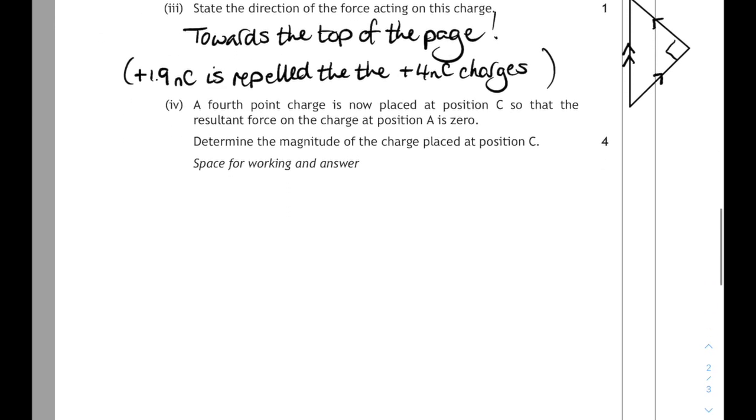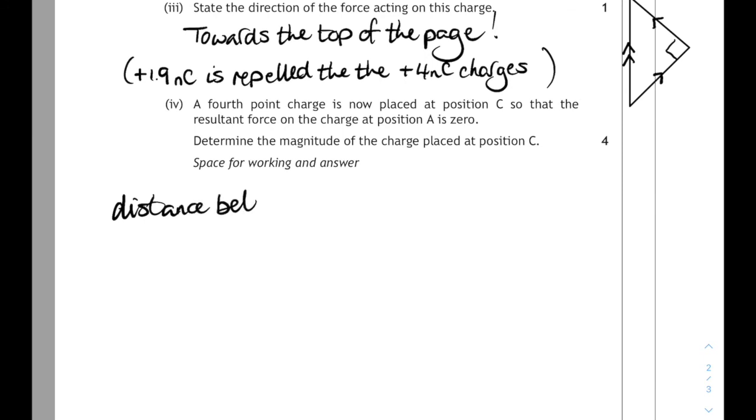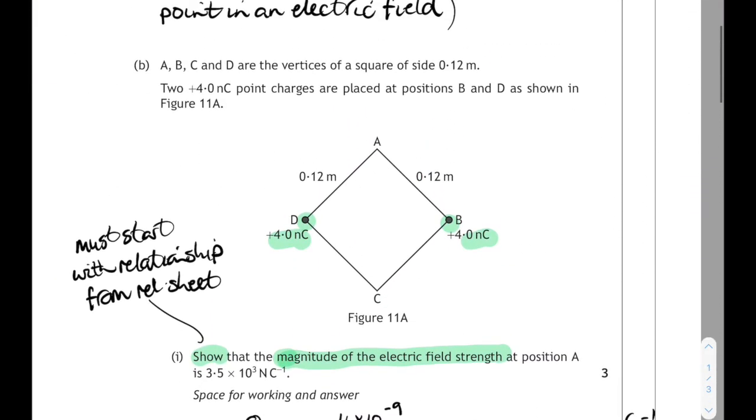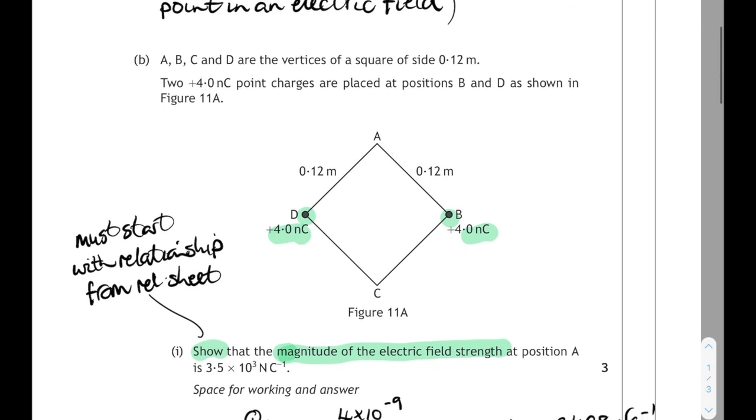Last wee bit then is 4 marks. It says a fourth charge is now placed at position C on the diagram. That's at the very bottom of the square, so that the resultant force on the charge at position A is 0. What's the magnitude of the charge at position C? Well, we'll need the distance between point A and point C. Sometimes you've got to scroll back quite a long way in a past paper.